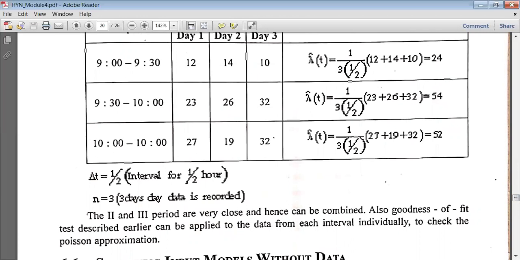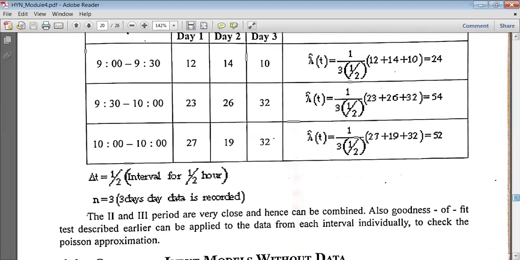And also we can apply the goodness of fit tests which we have studied, that is the chi-square test, the chi-square test for exponential distribution, and the KS test for exponential distribution. These goodness of fit tests can be applied to the data from each interval individually in order to check for the Poisson approximation. So this is how we have to do it for a non-stationary Poisson process.